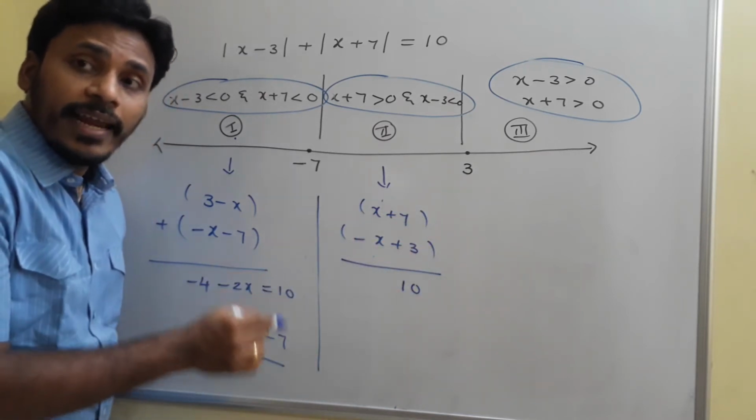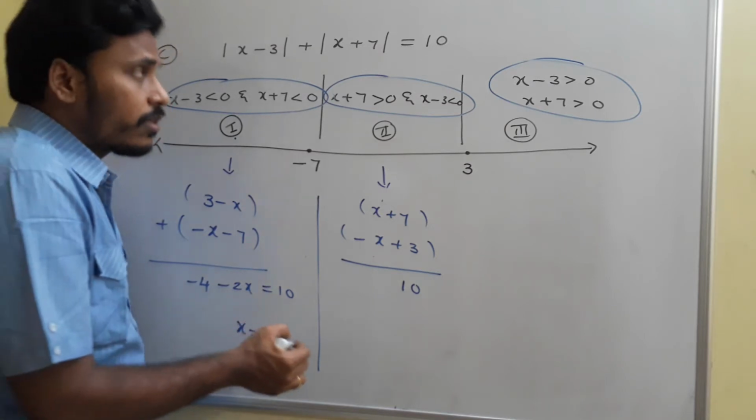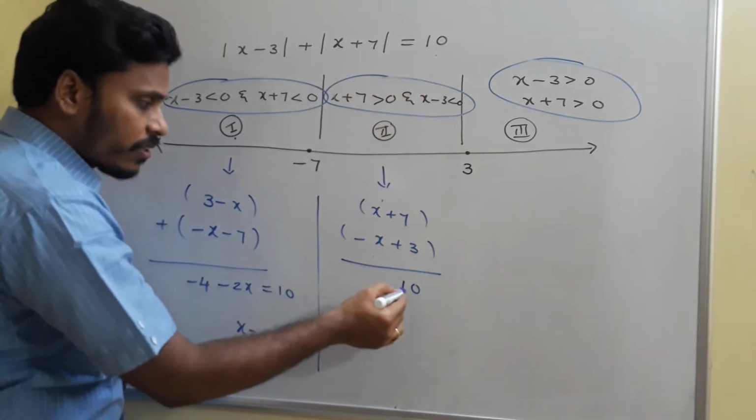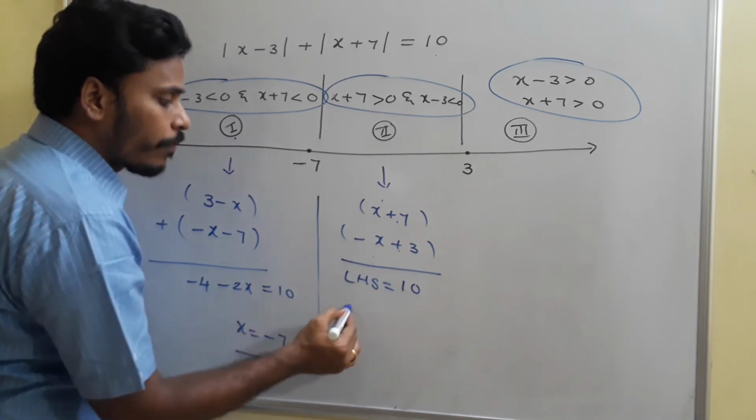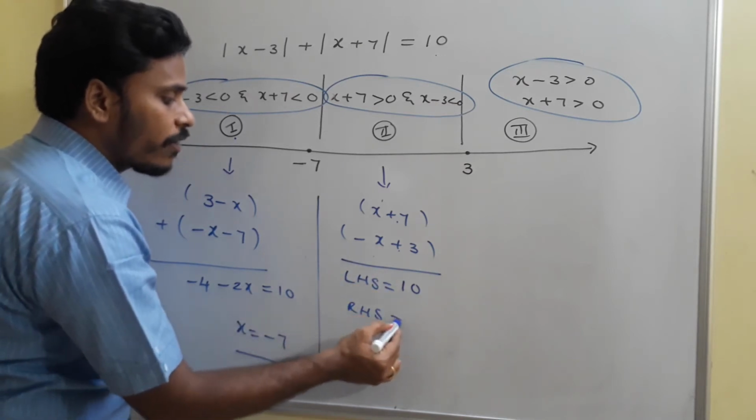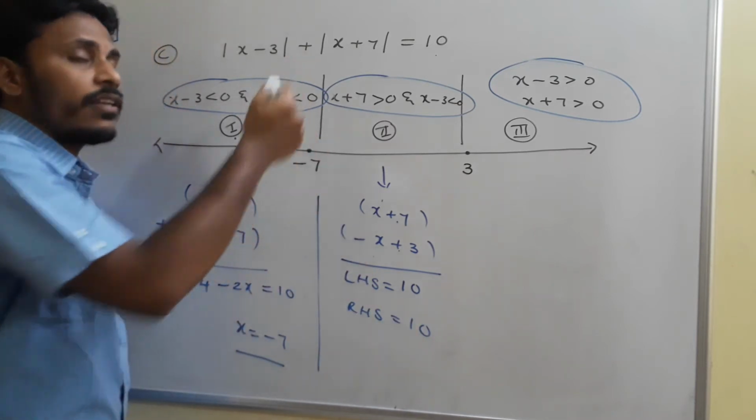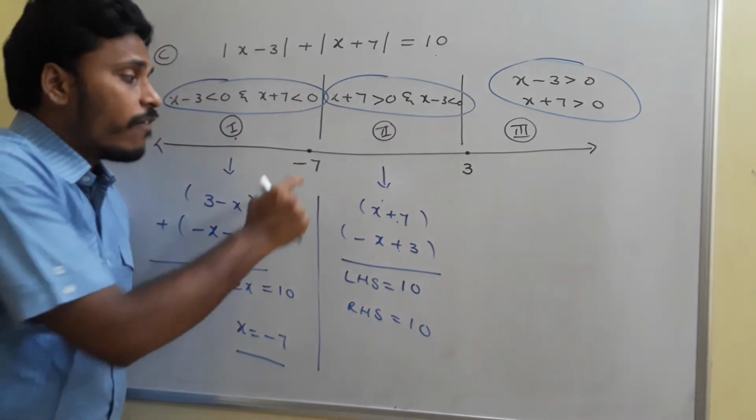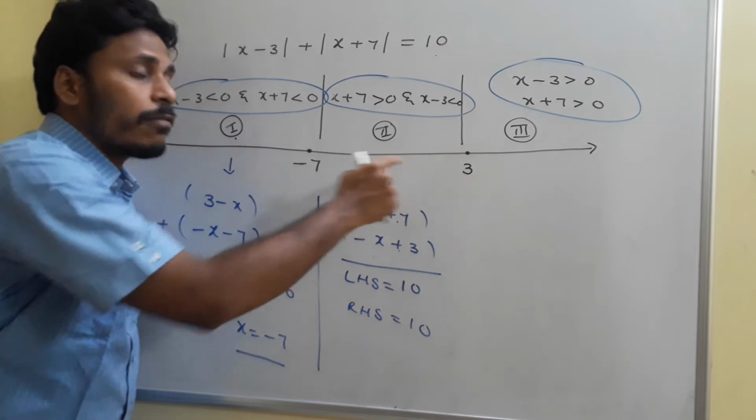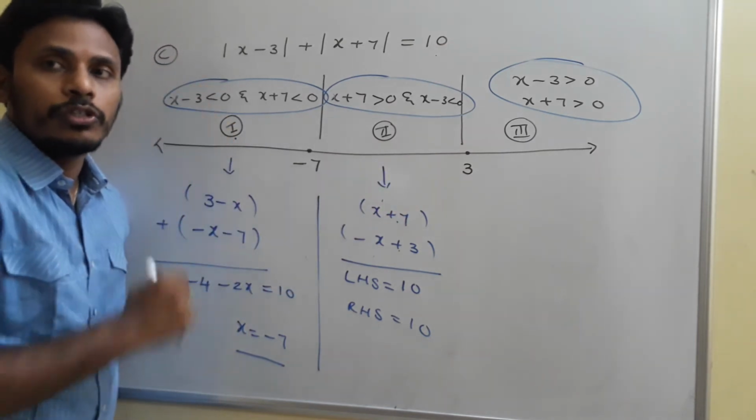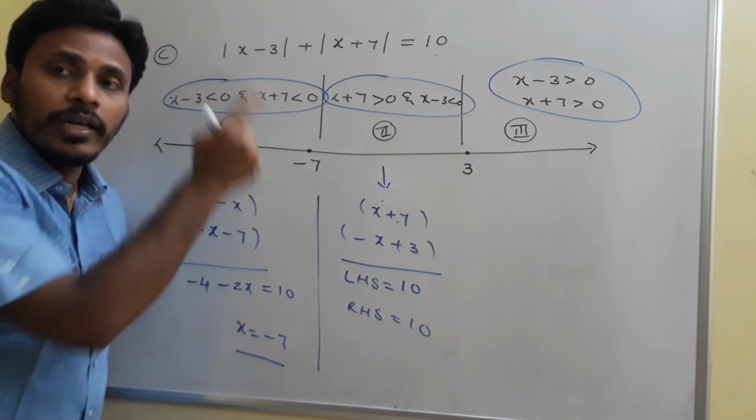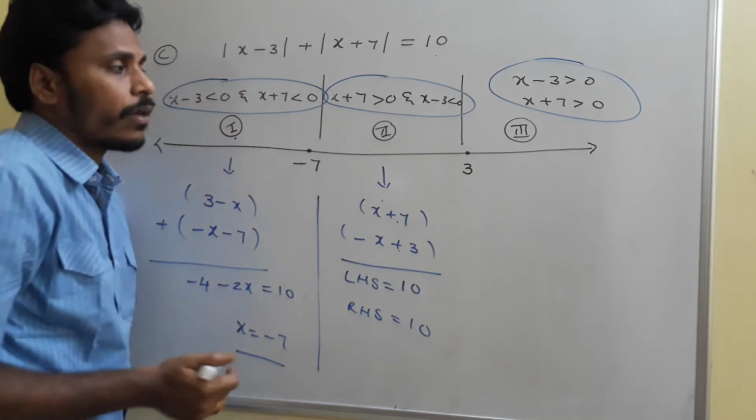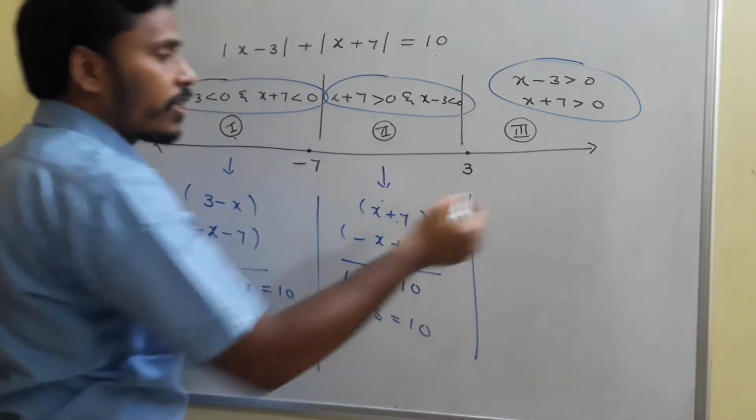Since you are getting 10 as your answer in this region, the left side is 10, by adding these two. And the right side is already given as 10. So both sides are equal. And that's why every number in this region, minus 7 to 3, is a solution. Take any number between minus 7 and 3, for sure it is a solution for the problem. Okay? Then think about the next region.